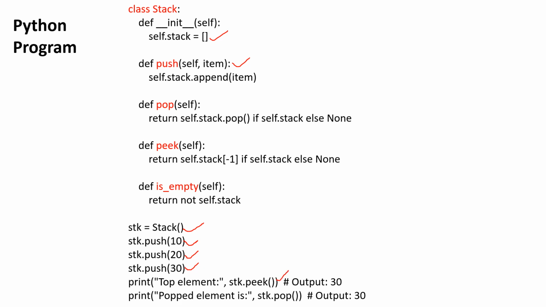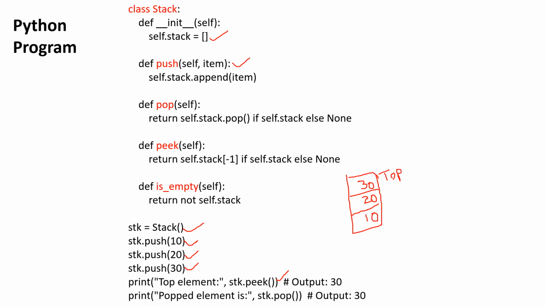Peek means the peek method returns the topmost element. So as per this order, what is the topmost element? 10, 20, 30. The first element 10 gets stored first. Next 20 gets stored here. Next 30 gets stored here. So now there are three elements. Now peek returns the topmost element. The top is 30, right? Now the top is here. So the peek returns the topmost element 30.